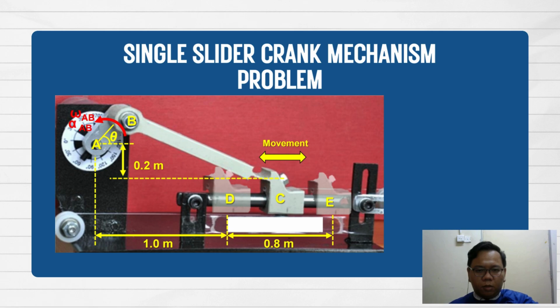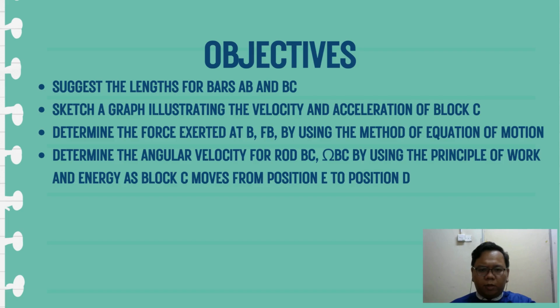So this is the single slider crank mechanism problem, which has the points A, B, C, D, and E, and the motion is moving counterclockwise. The length from point A to point D is 1 meter, and from point D to point E is 0.8 meter. The objective of our project is to suggest the lengths for bar AB and BC.